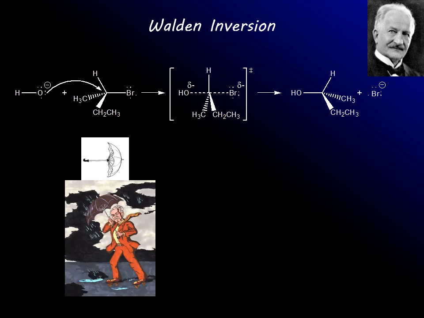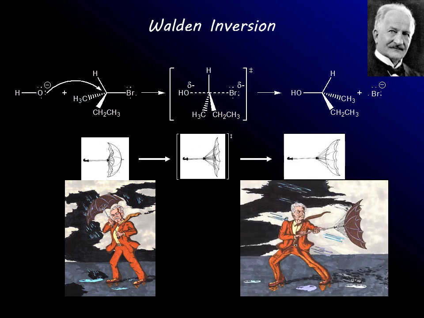And this is often pictorially represented as the inversion of an umbrella in the wind. So if you imagine somebody walking with an umbrella in the wind, and then a gust of wind will force the umbrella first through a transition state, a flat configuration, to being completely inverted. So that's one way to memorize or imagine the inversion of configuration that occurs in the course of an SN2 reaction.